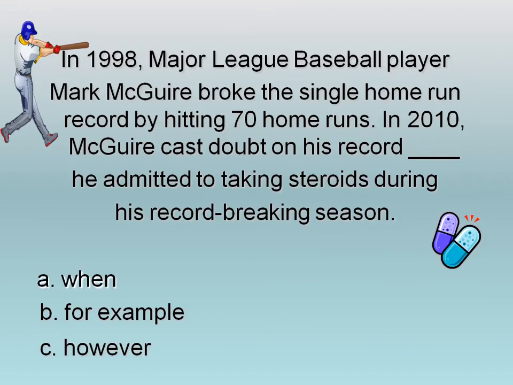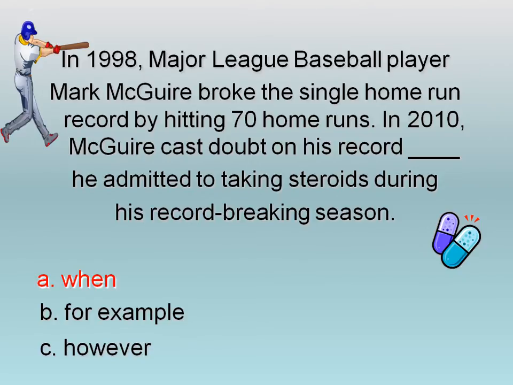Read the following set of ideas. Which word makes the relationship within the second sentence clear? The word in the second sentence that makes the relationship between the two ideas clear is choice A, when.